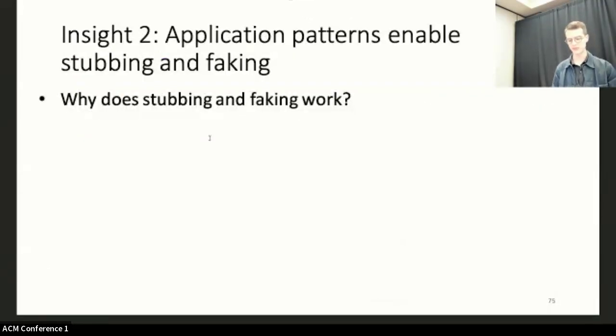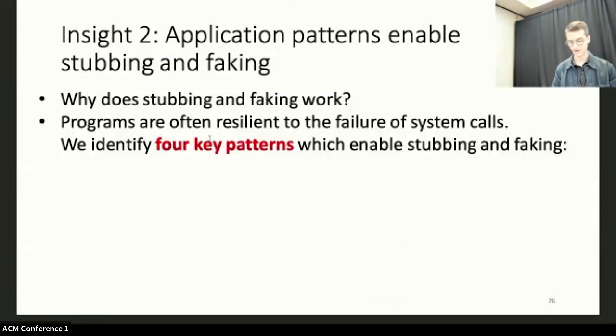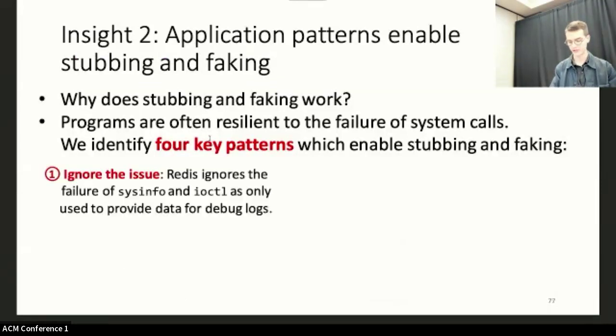So all of this brings the question of why stubbing and faking is possible. Although those are extremely common practices, this has not been studied. We address this gap in the paper. We highlight 4 main application patterns which enable stubbing and faking. The first one is the application ignoring the failure of a system call. For example, Redis ignores the failure of the sysinfo system call as it is only used to feed debug logs.